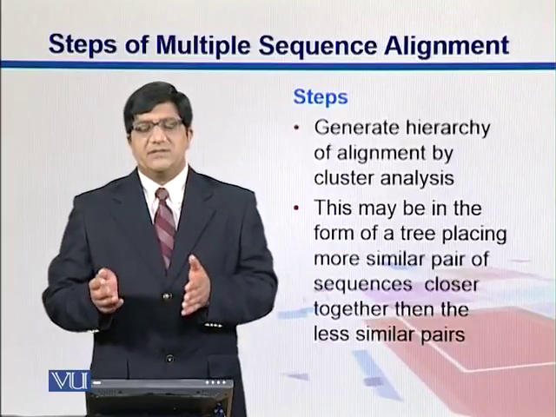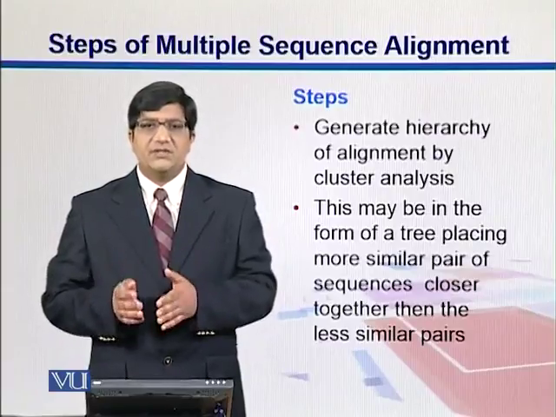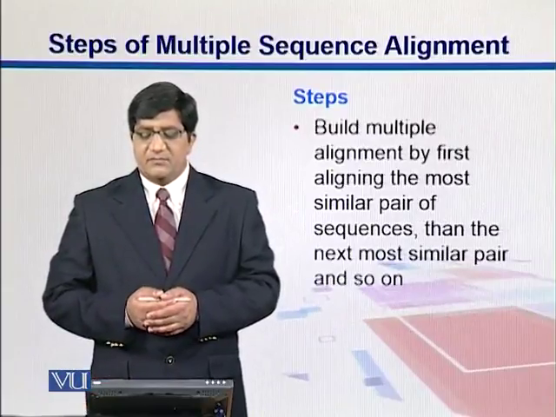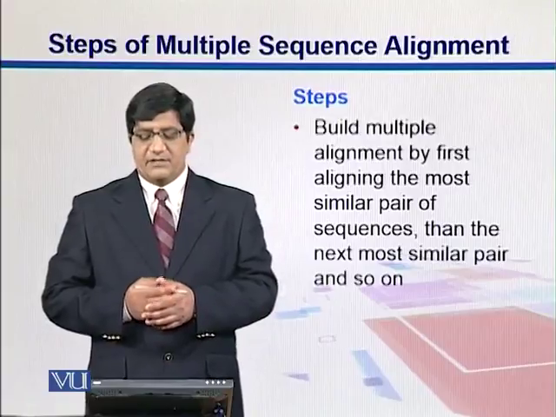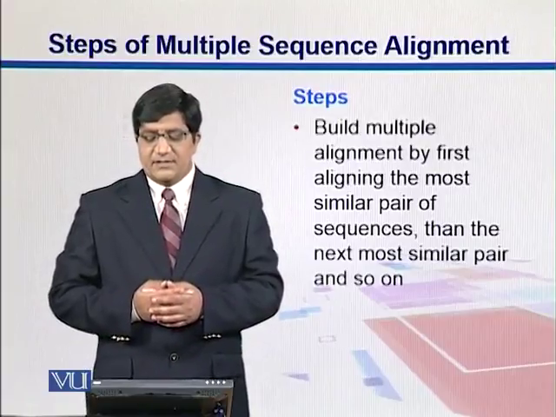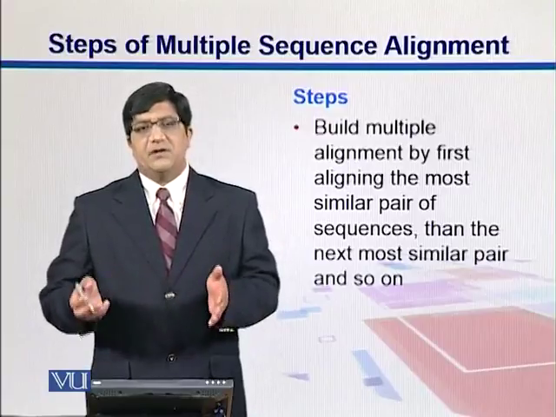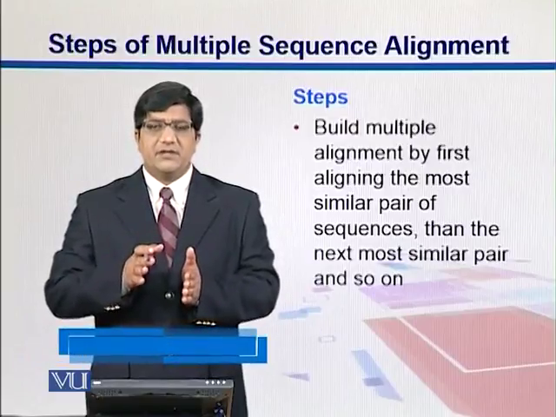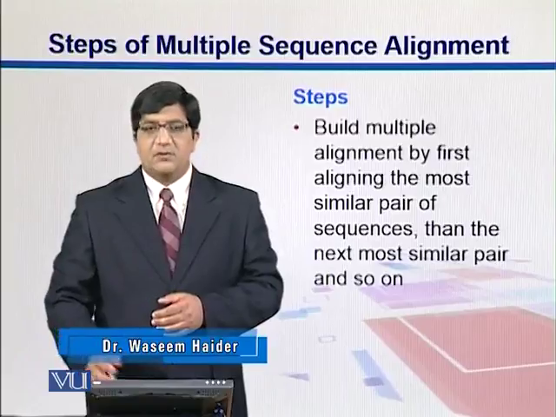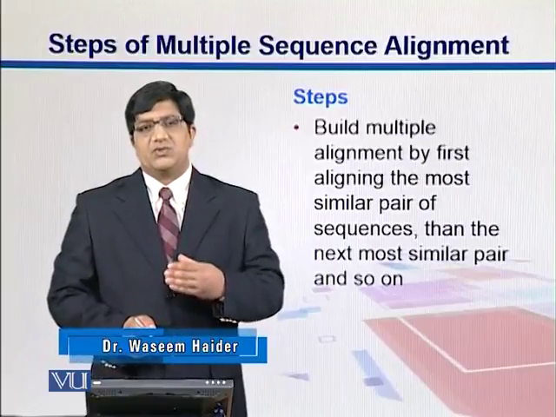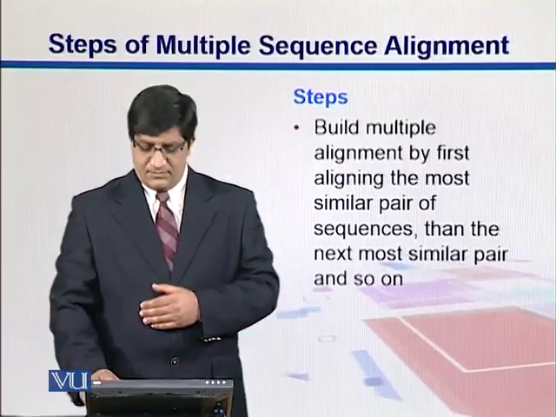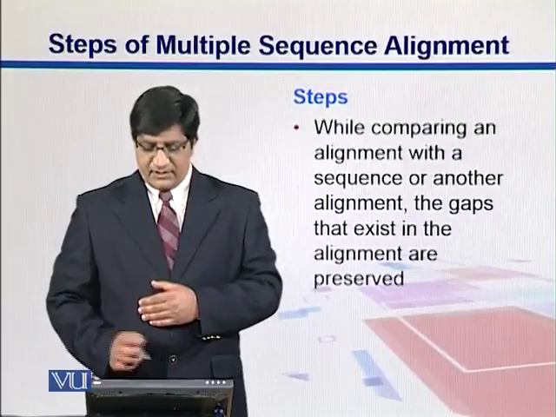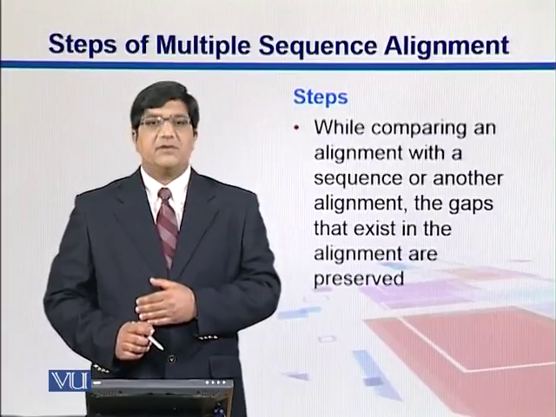We can make trees out of those clusters, and then based upon those trees we start aligning those sequences again. So in this way we can build the multiple alignments by first aligning the most similar pairs of sequences and then the next most similar pairs, and so on. So we start with a highly similar pair, and then we add a less similar pair into it, and so on. So in this way we keep on building from something which is more strongly correlated to less correlated. While comparing an alignment with a sequence or another alignment, the gaps that exist in the alignment are preserved.